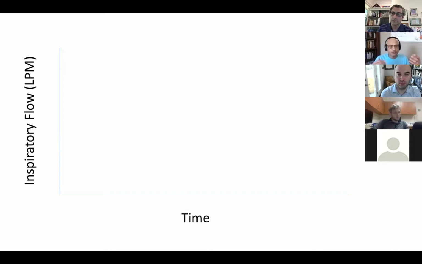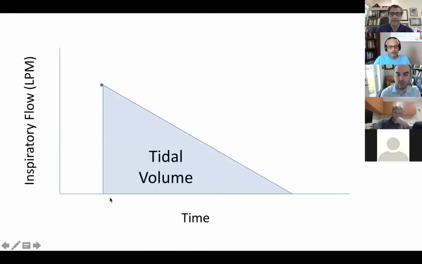And if we're to define how much flow that is, if we were just to put this on this graph here, with the y-axis being your inspiratory flow and your x-axis being time, we'll say that it starts out up here. And as your breath proceeds, your flow drops and it comes back down to zero. Now, if you think about the area under this curve, that area represents your tidal volume. And currently, as all of us sit here and breathe, the FiO2 for that tidal volume is 21%.